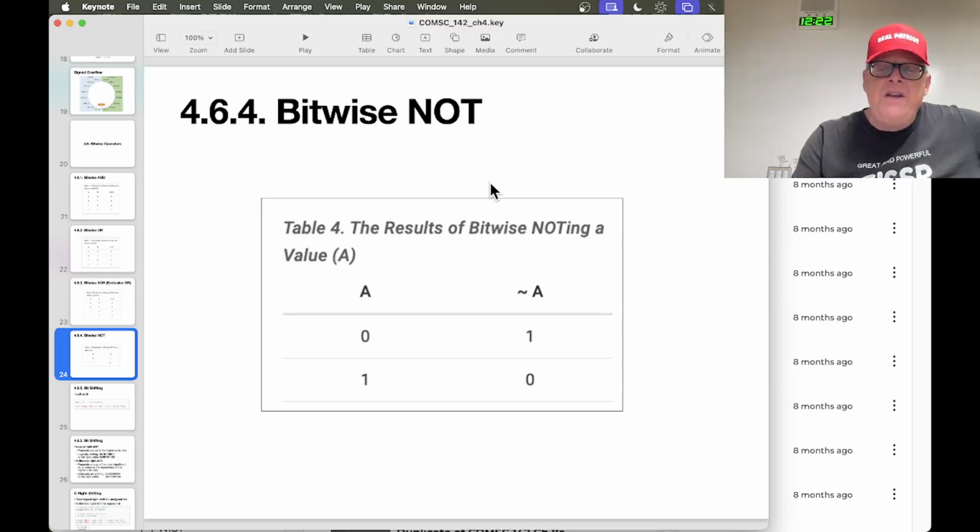Then there's bitwise not. This is just not A. This reverses all the bits. All the zeros go to ones, all the ones go to 0.